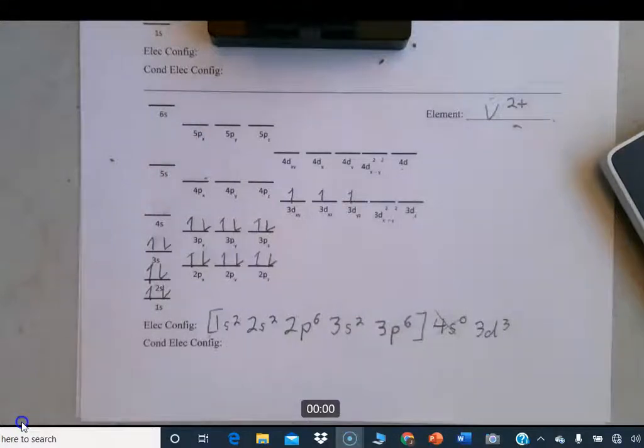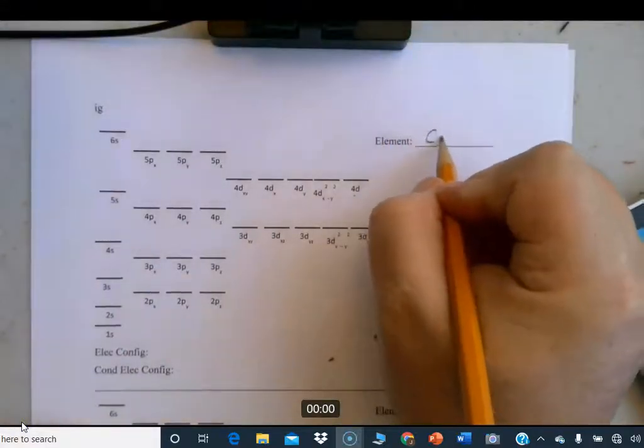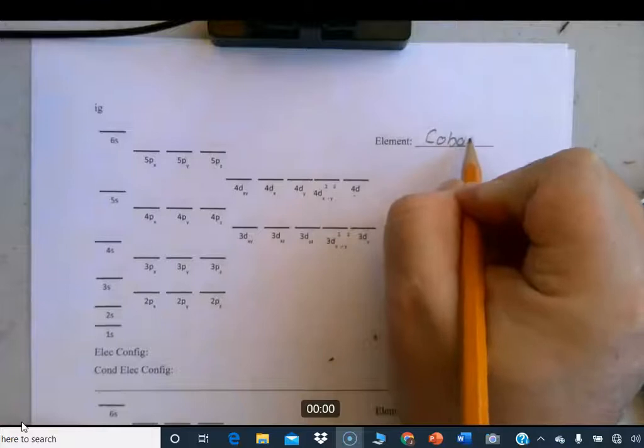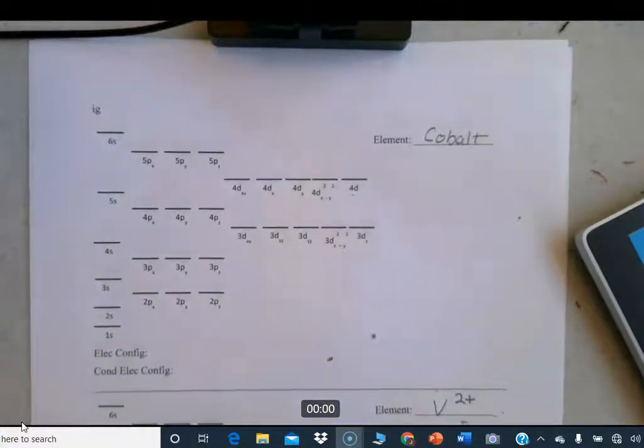Okay? So it's one of the quirks of the Aufbau that you're going to have to remember when you're ionizing a transition metal. You take off the s electrons before you take off the d electrons. Okay, next up we're going to do cobalt. This will be the last one we do, because we're pretty much going to have covered all of the exceptions and anomalies in the Aufbau.